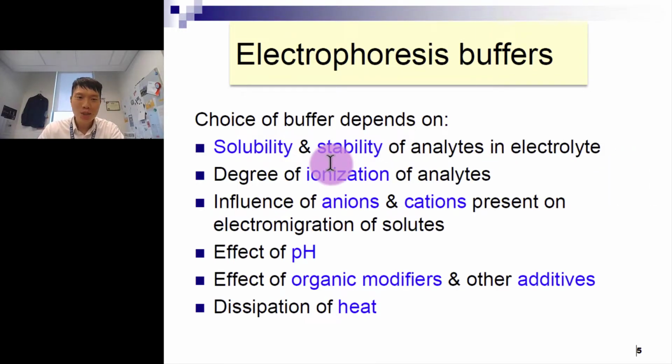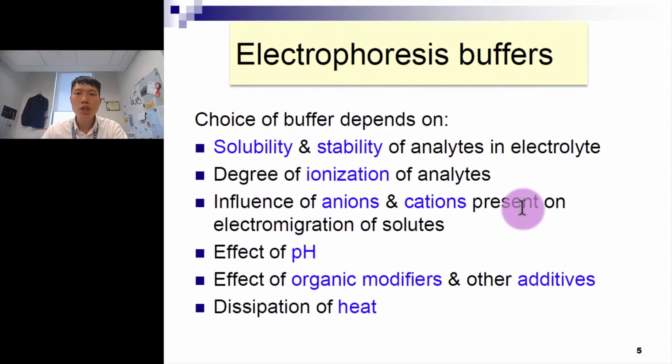So the choice of buffer really depends on a few factors, not just that we like the name, but solubility and stability of the analyte in the electrolyte. Suppose your analyte cannot dissolve in the buffer and forms a precipitate, you cannot choose that buffer. To do that, you need to do some trial and error. The first and most important thing is it must be soluble, at least visibly to the eye, with no precipitate. How do we check the stability? Once you add it into the buffer, if you see a color change, it means there might be some dissociation or chemical reactions that are not stable.